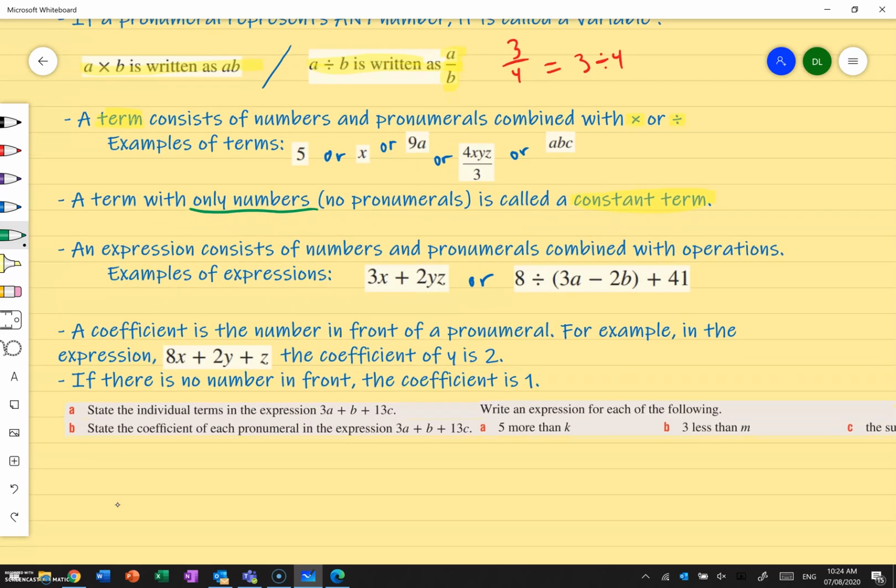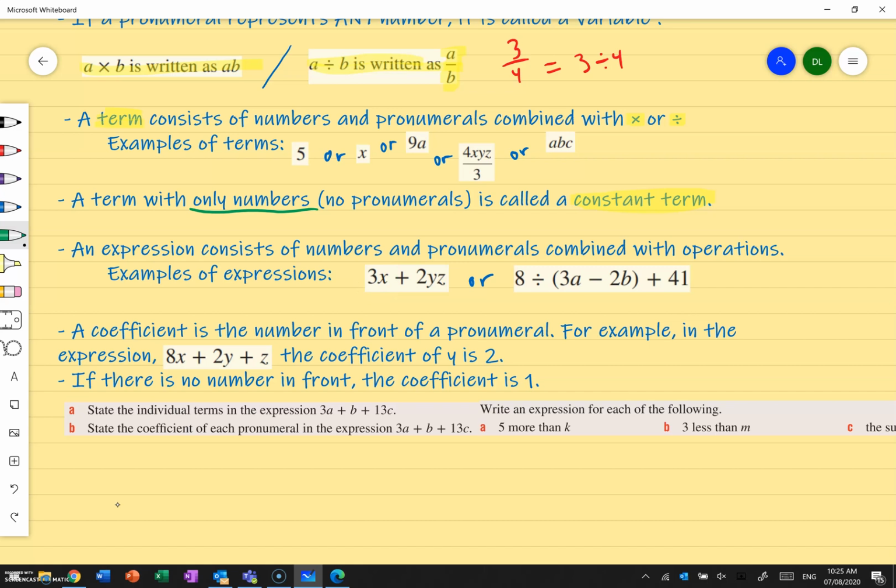Okay. Now, an expression consists of numbers and pronumerals combined with operations. Now, when I say combined, I mean we're using plus and minus. Now, I said before we don't really use divide and multiply symbols in algebra, but we actually use addition and subtraction quite a bit. So, for example, in this first one over here, let's focus on that one. I've got two terms. I've got this term here, and I've got this term over here.